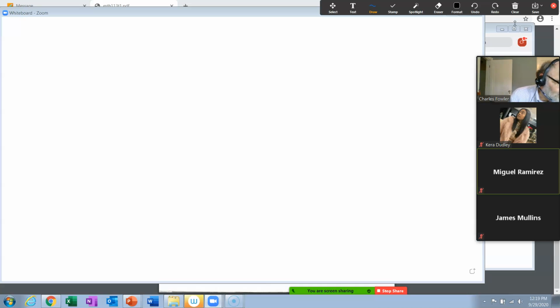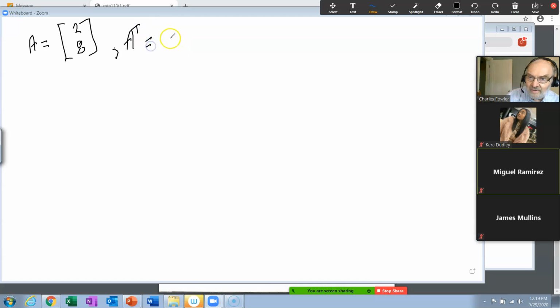It says find the transpose of each matrix. The first one here is matrix A. Matrix A here is 2, 8. The question is, what's the transpose of that matrix? Anyone have an idea?